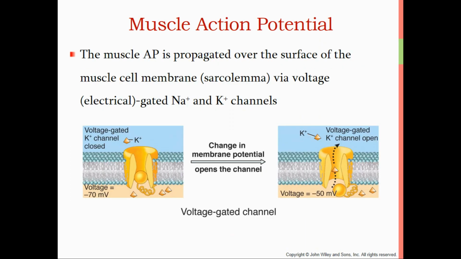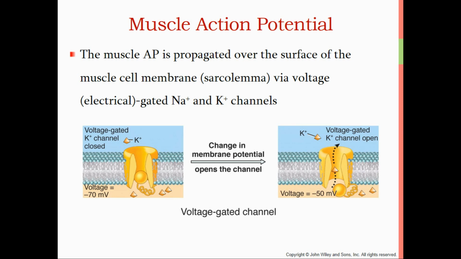Once this happens, we get what's called a muscle action potential. That's what the AP is short for. It is propagated over the surface of the muscle cell membrane through what are called voltage-gated sodium and potassium channels. So here we have another protein that is a gate that will allow for the quick movement or diffusion of sodium and potassium that will allow your muscles to contract.